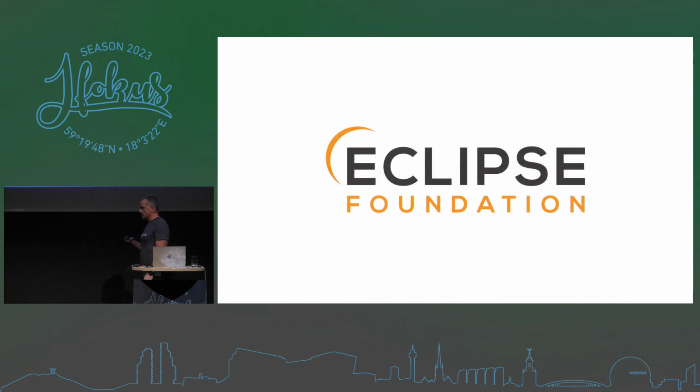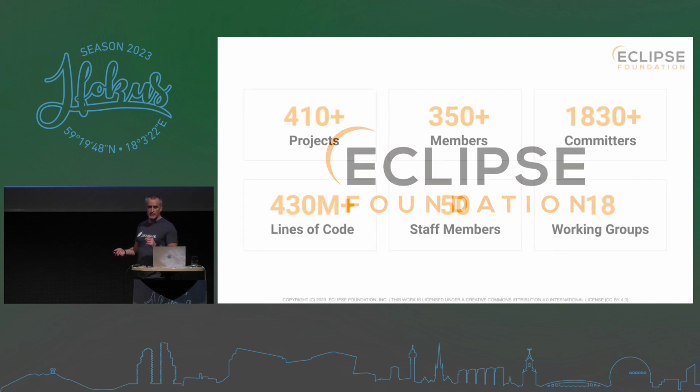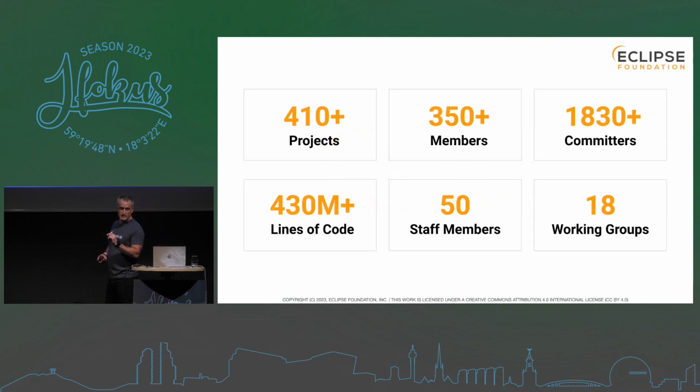Talking about the Eclipse Foundation, we're probably better equipped than most open source foundations to handle stuff like the evolving expectations and the Cyber Resilience Act, because we have staff, we have resources, and we have a lot of practices around it. We have more than 400 projects, more than 400 million lines of code, and almost 50 people working for the organization now.